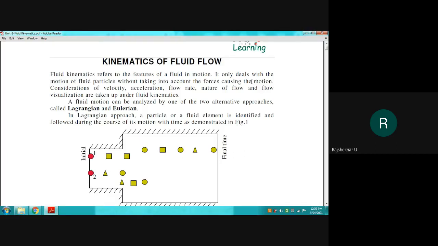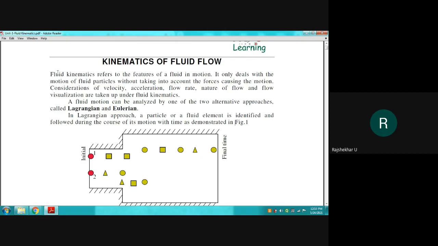So in this kinematics, we will not be talking about the forces which are acting on the fluid and making it move. Our discussion will be limited to measuring or understanding the properties of the fluid when it is in motion.